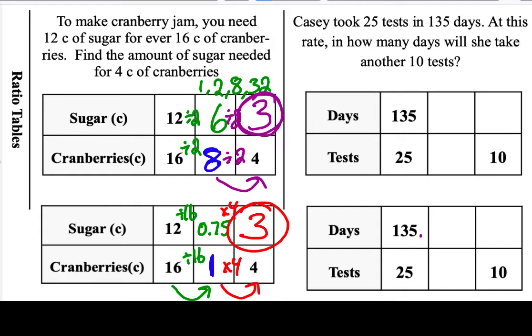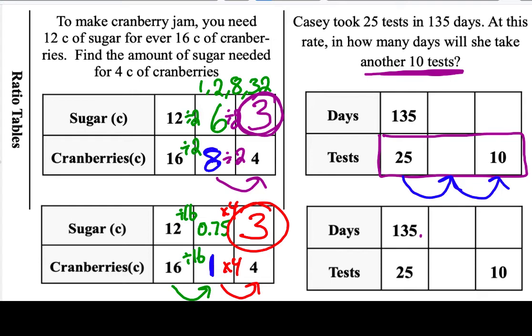All right, so let's try another one together. It says Casey took 25 tests in 135 days. Hopefully that's not like math tests, because that's a lot of math tests. Maybe it's a blood sugar test or something like that, or maybe they're taking a fitness test as they're doing some training. But based on that rate, we want to know how many days it would take for 10 tests. Well, the key in a ratio table is always to focus on where I know the beginning and ending number, because it tells me where I'm starting and where I'm aiming for. So I need to go from 25 to something and then to 10.